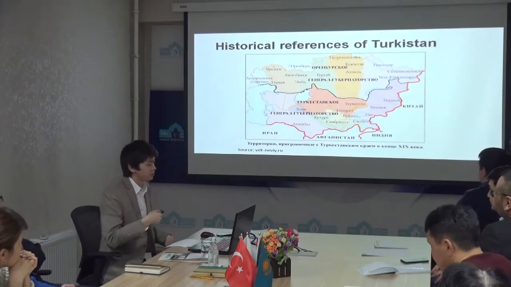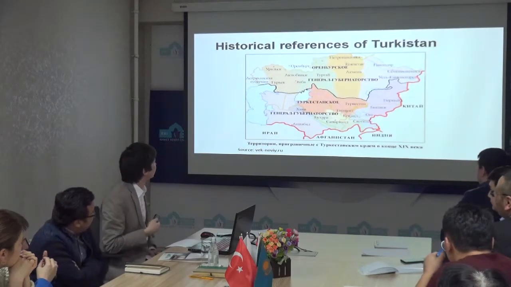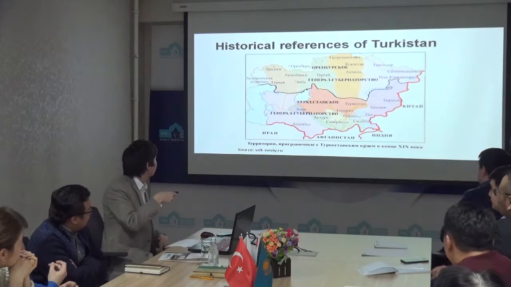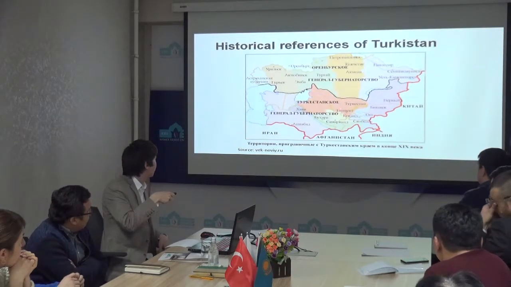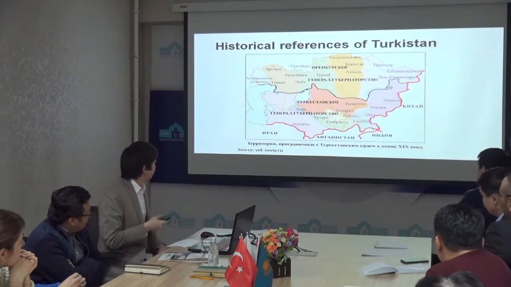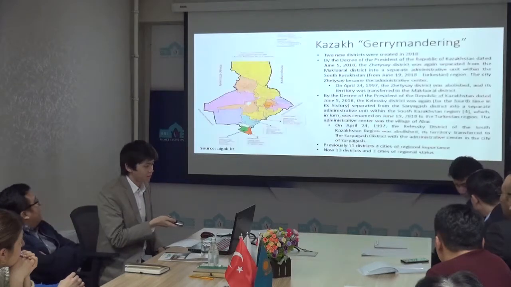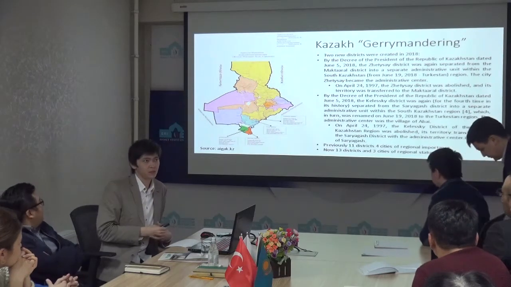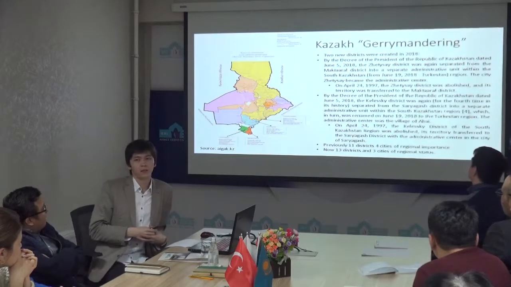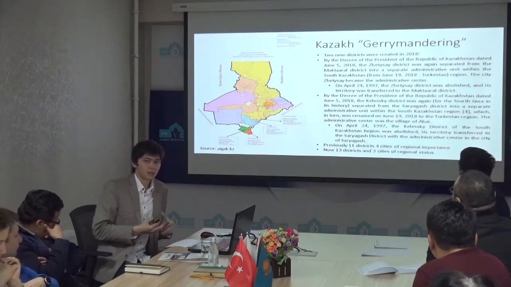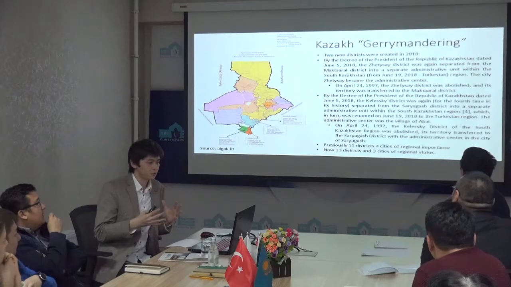This is the comparison of current Kazakhstan with the historical region of Turkestan. So here we can see Turkestan general governorship. It contains current South Kazakhstan and many other Central Asian territories. As I mentioned before, the first reform of administrative boundaries of Kazakhstan was made in 1997, where the number of regions reduced from 17 to 14.